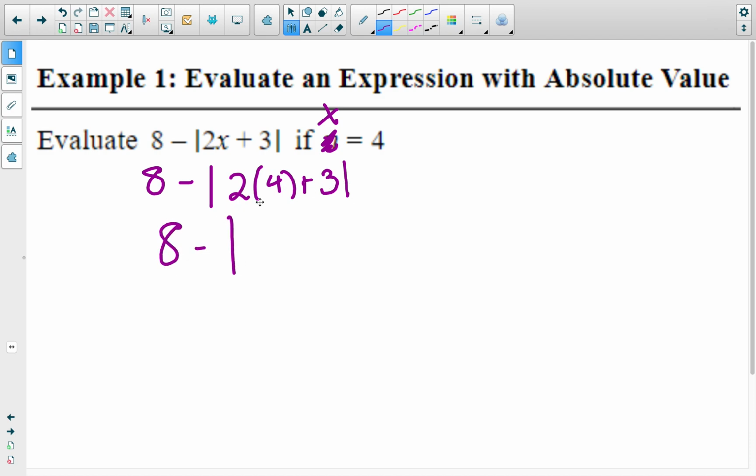We want to pay attention to what is in the group first. Absolute value is considered a grouping symbol like parentheses, so we want to handle that first with order of operations. 2 times 4 gives us 8, plus 3 gives us 11. So 8 minus the absolute value of 11. What is the absolute value of 11? It's 11. That's how far 11 is from 0 on a number line. So when we evaluate this, we will get -3.